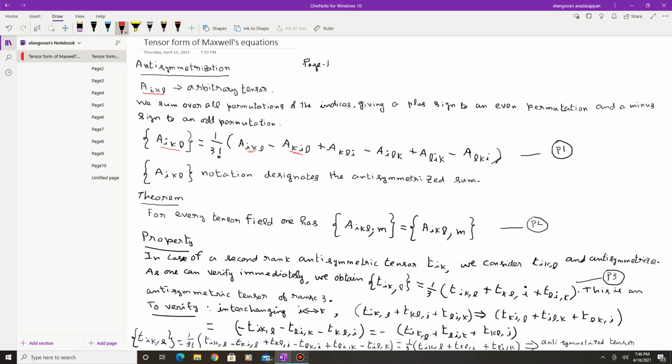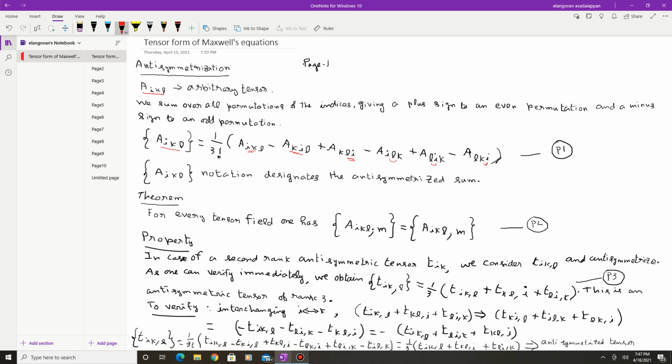Then you make one more permutation, interchanging i and l, giving A_lki. This is the second permutation, so the sign is positive. Then again you interchange i and k. This is the third permutation, so you get a minus sign. And here a fourth permutation, l and i, so the sign is plus. This is the fifth permutation, k and i, again an odd permutation. So you have six terms: 1, 2, 3, 4, 5, 6.